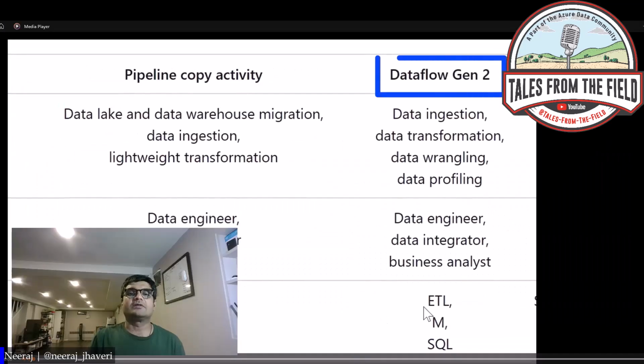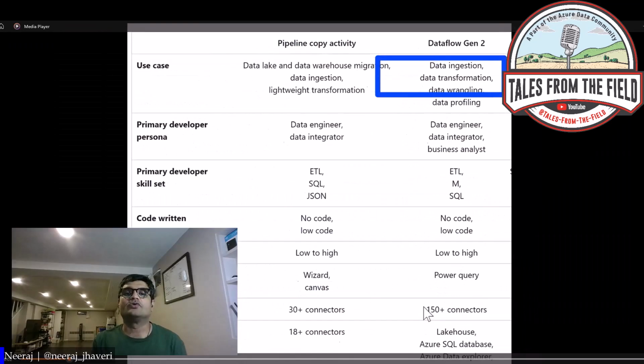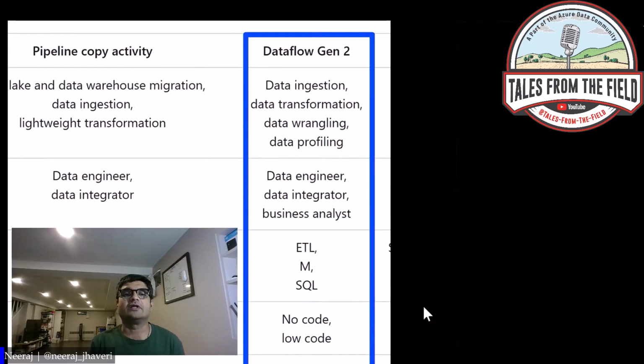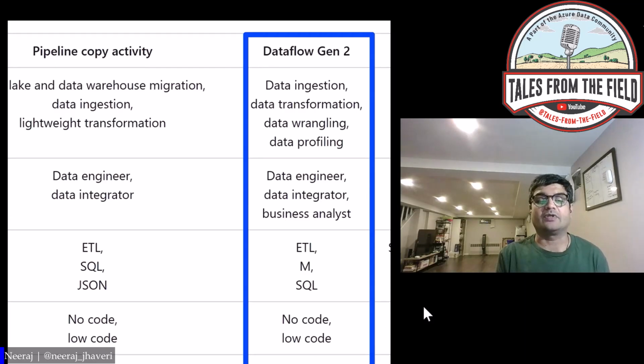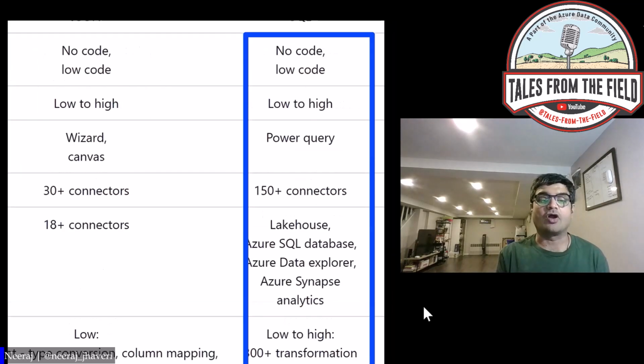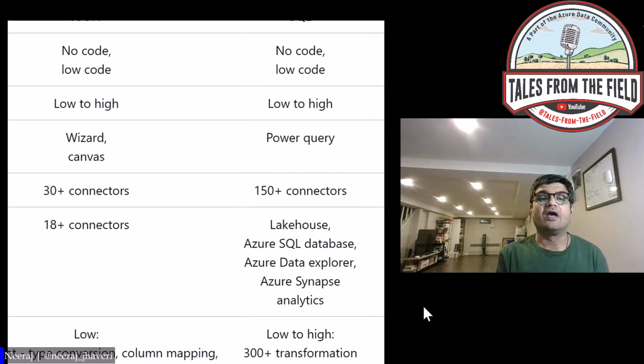Now let's discuss Dataflow Gen2. Dataflow Gen2 is good for data ingestion, data transformation, data wrangling, or data profiling. It can be used by data engineers, data integrators, or business analysts. The only thing you need to know is a little bit of ETL and a little bit of SQL. It's no code, low code, and the transformation can be done from low to high. It can also be helpful for people like a business analyst who can just drag and drop in there. It supports Power Query. It has 150 plus connectors, and can do Lakehouse, SQL Data Warehouse, and Azure Data Explorer.